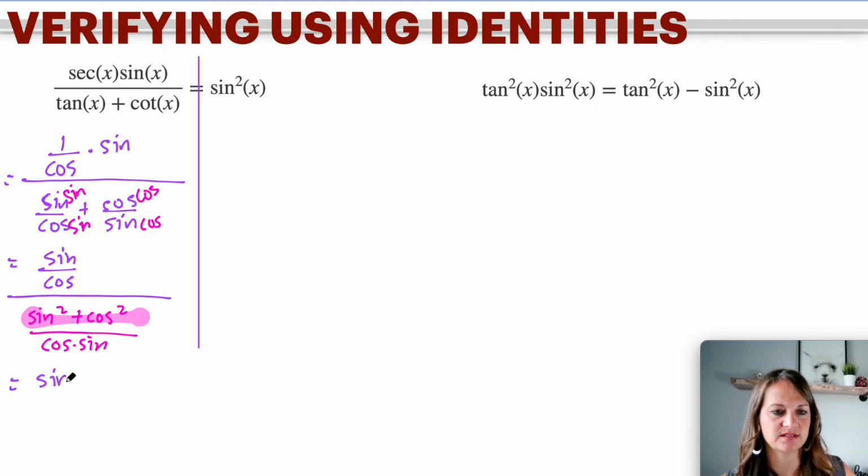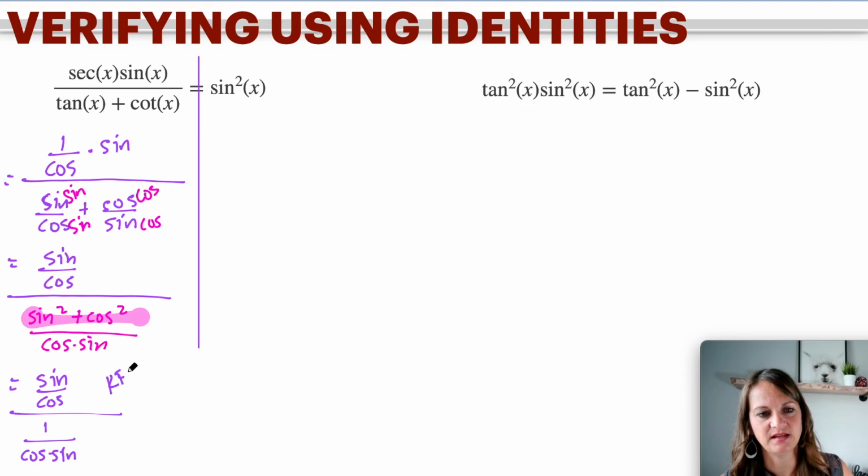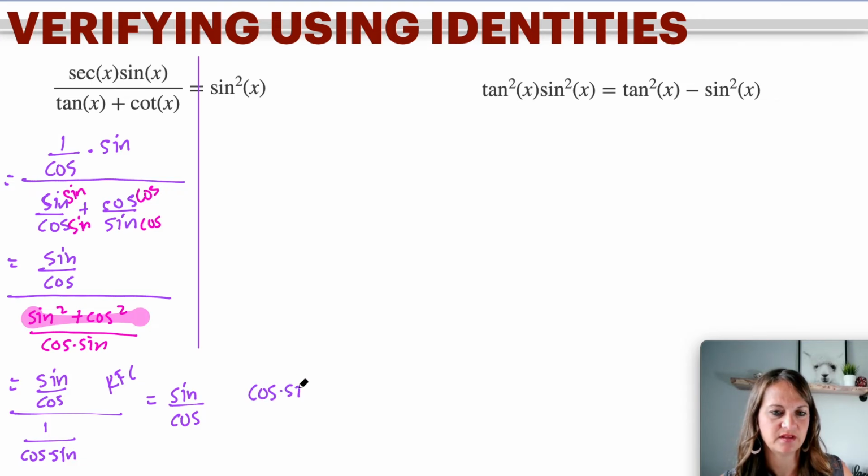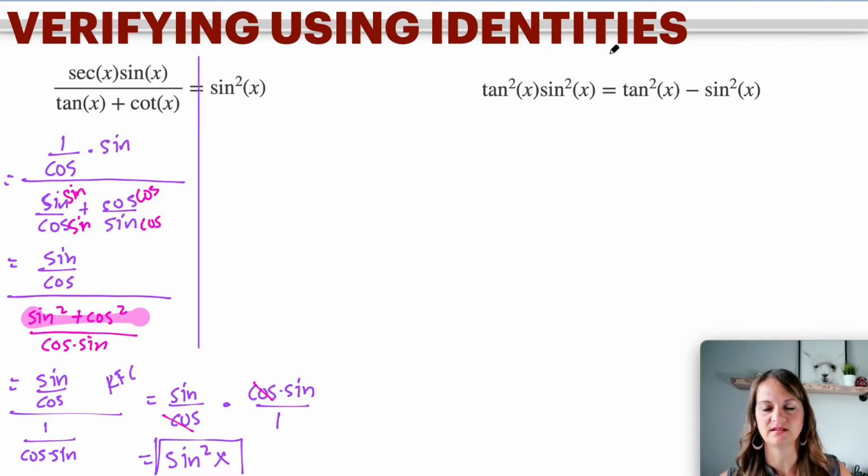So I'll be left with sine over cosine all over 1 divided by cosine times sine. This is where I'm going to do KFC. Keep the first fraction, flip the second fraction, and multiply and see what you can cancel. Cosine and cosine cancel. The sines are both in the numerator, so sine times sine is sine squared, which I have now verified the other side.